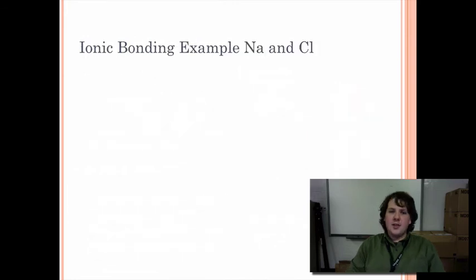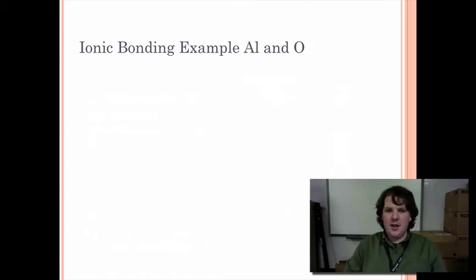All right, our first example is going to be the ionic bonding of sodium and chloride. I'm going to be switching to another program to work this out, so bear with me for just a moment. Our second example is going to be aluminum and oxygen ionically bonded together.